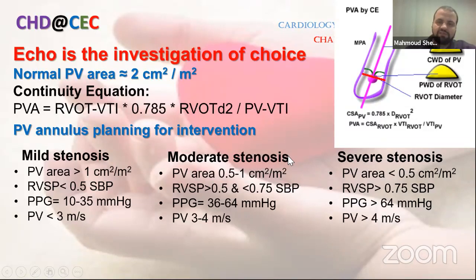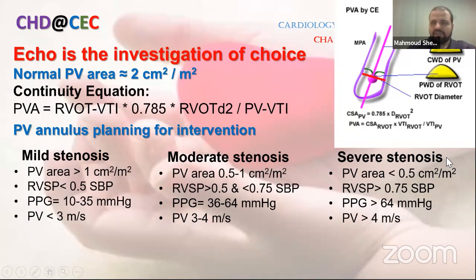In moderate stenosis, the pulmonary valve area ranges from 0.5 to 1 centimeter square. The right ventricular systolic pressure is more than half systemic, but still less than 3/4 or 2/3 of the systemic blood pressure. The peak pressure gradient is from 36 to 64 millimeters mercury. The peak velocity across the pulmonary valve is from 3 to 4 meters per second.